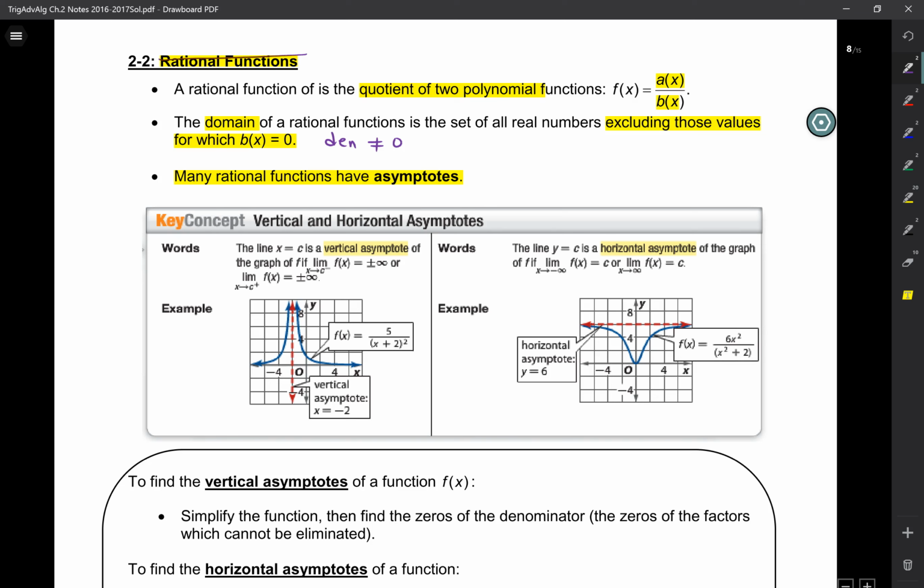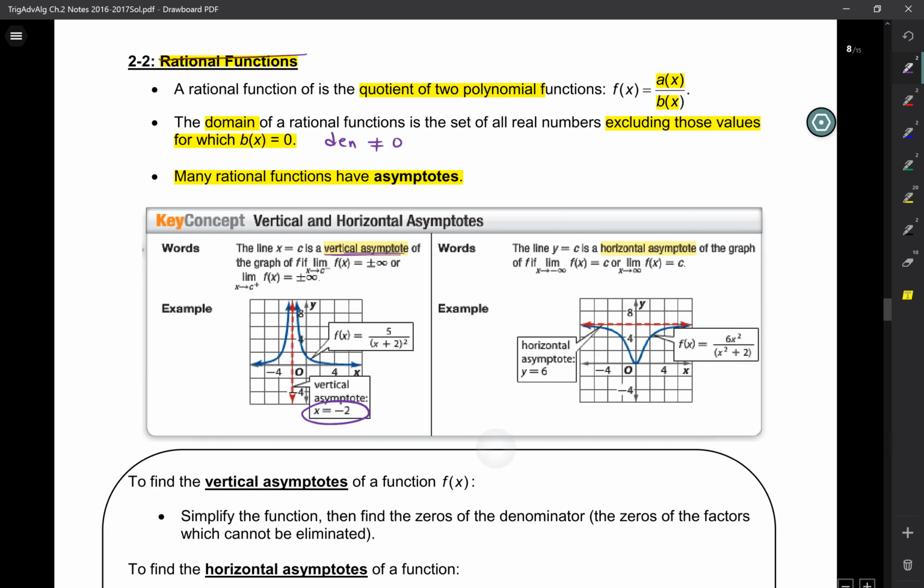Now, we've got vertical asymptotes, as I mentioned. And here is an example of a vertical asymptote. The graph is never allowed to touch the vertical asymptote. That means here the vertical asymptote is at x equals -2, right? That means when x equals -2, that function can never exist, all right?